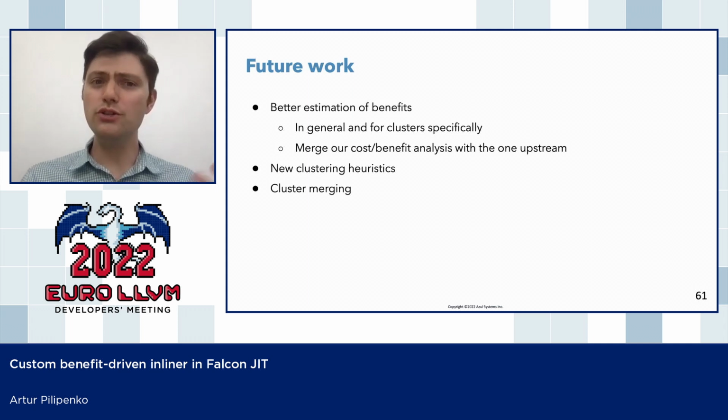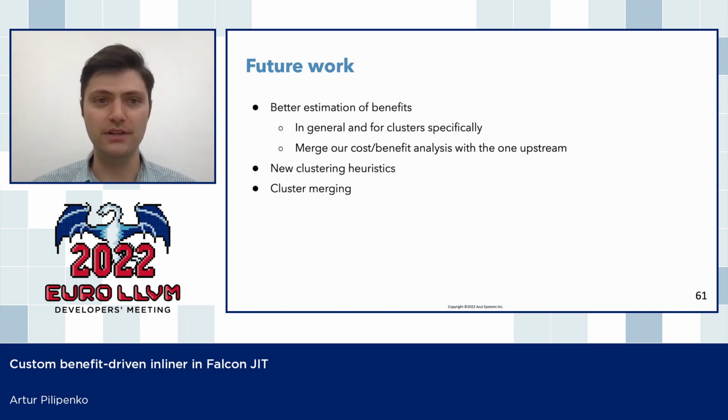In future, we want to improve our estimation of benefits, both in general and for clusters specifically. We also want to merge our cost-benefit analysis with the one upstream. As I mentioned, there is no good reason for us to have a separate implementation. We want to try different clustering heuristics. We think it's a powerful technique, but so far we only use it for escape analysis-driven inlining. And we also want to implement cluster merging.